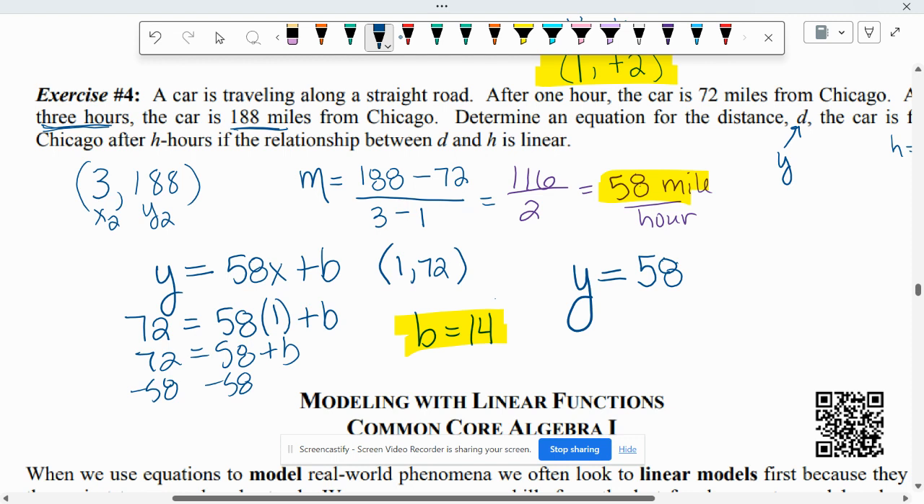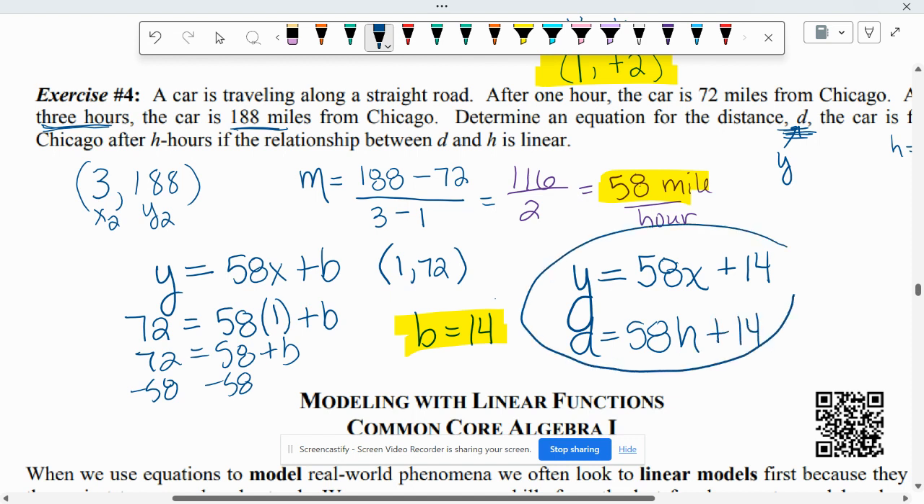So y equals 58 what? x plus what? 14. So then what did we say we were going to do? We were going to replace the y with the letter d. So d equals 58 times h, for a number of hours, plus 14. All we did was translate that equation for the variables that they gave us.